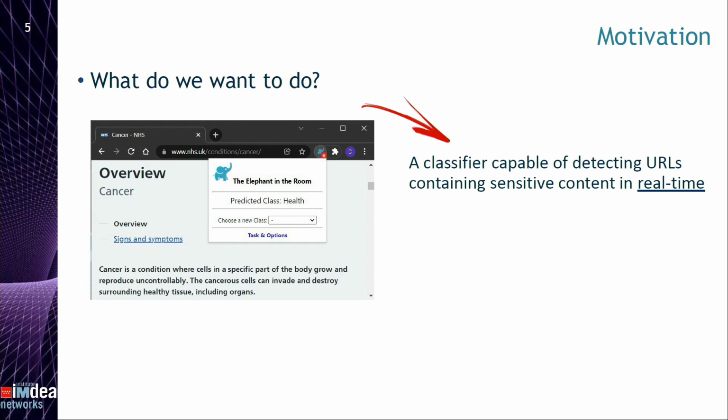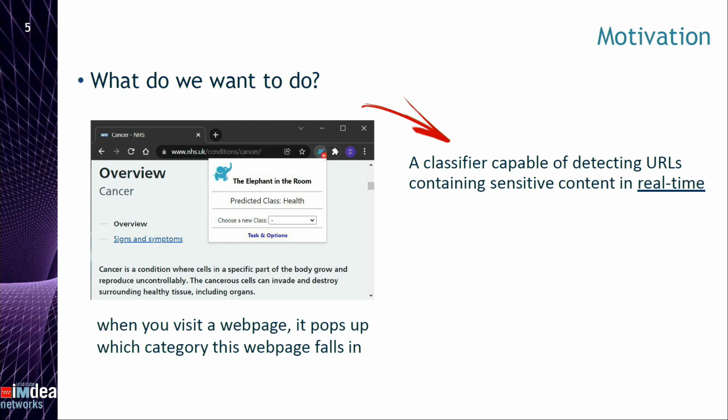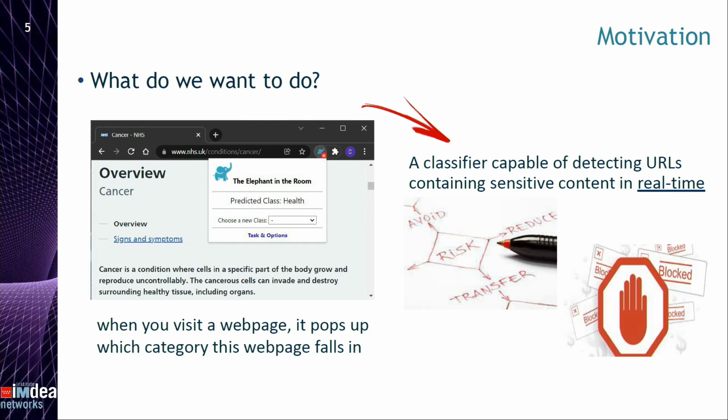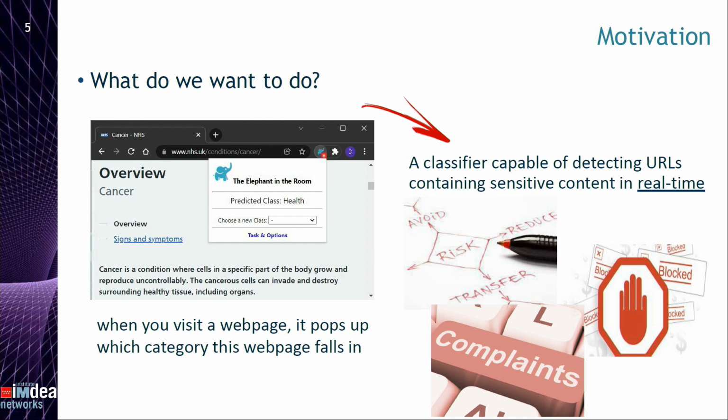So we want to protect users by warning them about the presence of URLs that contain sensitive content. Therefore, we built a classifier and browser extension capable of detecting URLs that contain sensitive content in real time. When you visit a web page, it pops up and shows what category the web page falls in. This is for transparency and awareness, for blocking, or for filing complaints, etc.